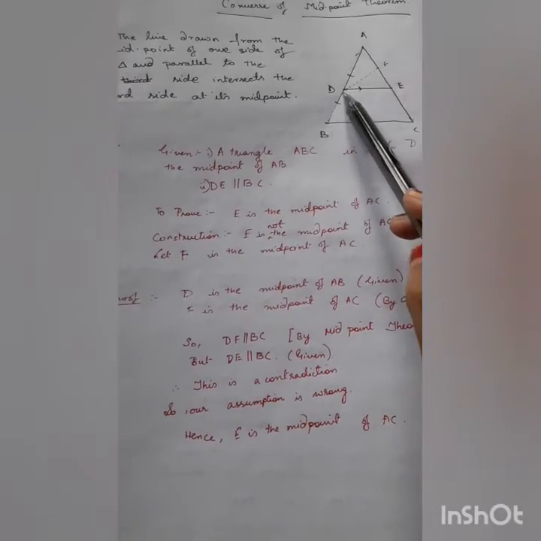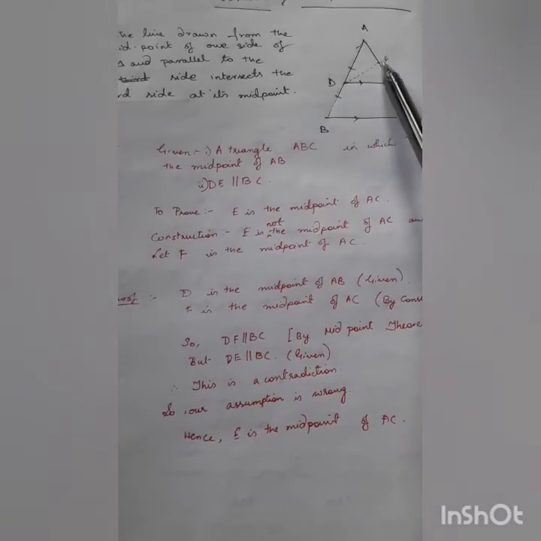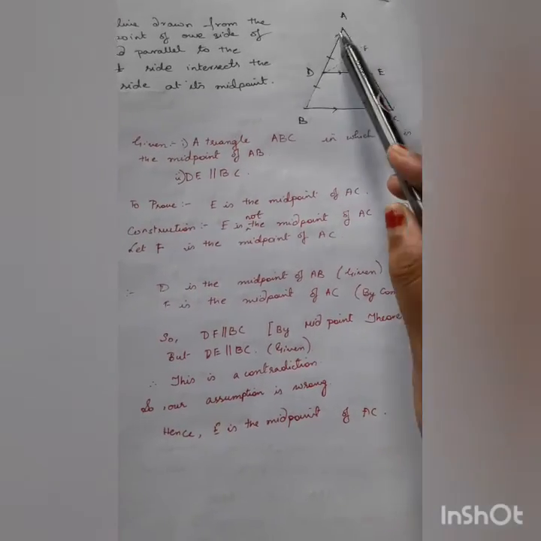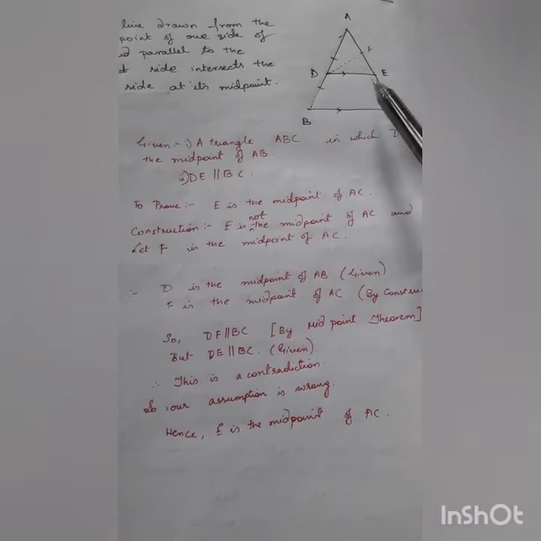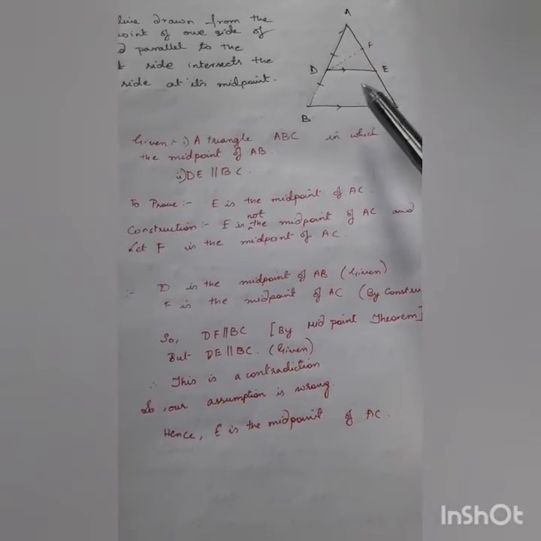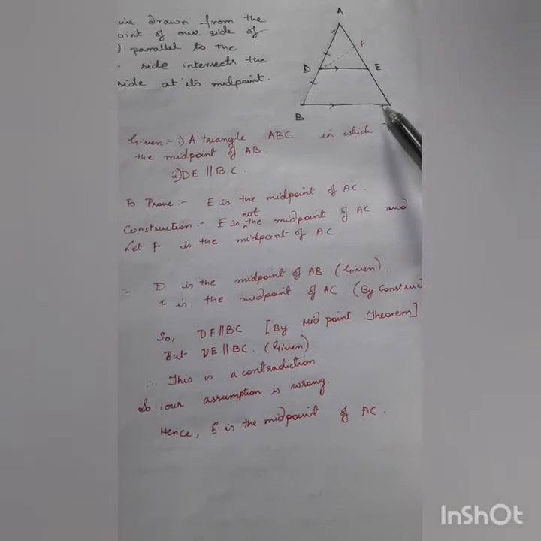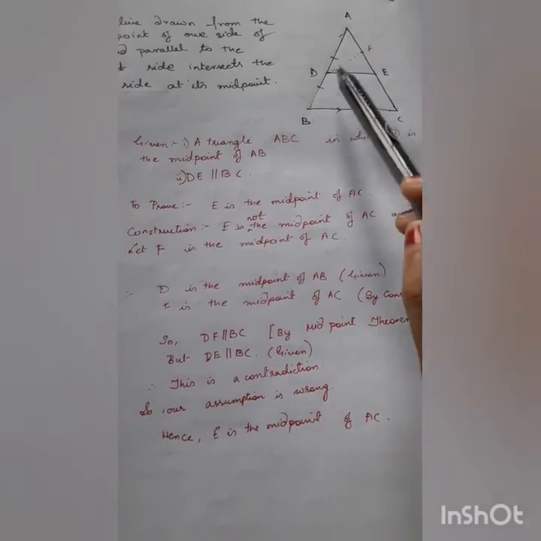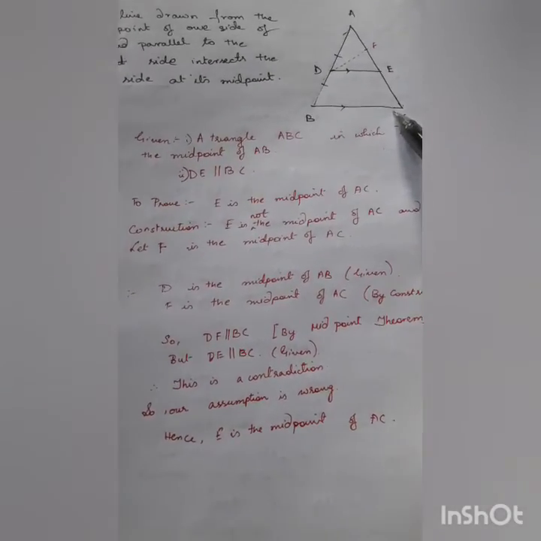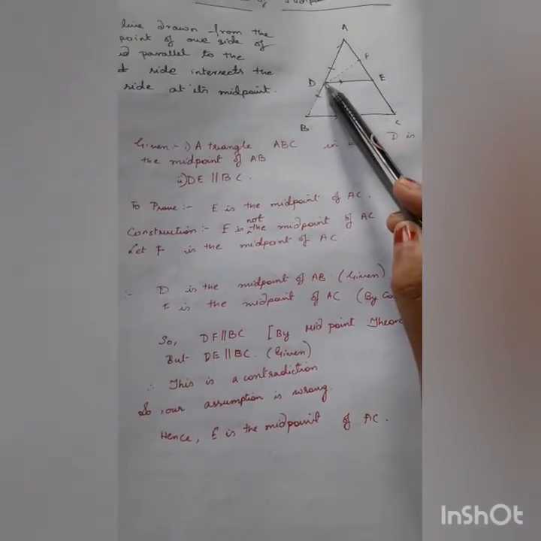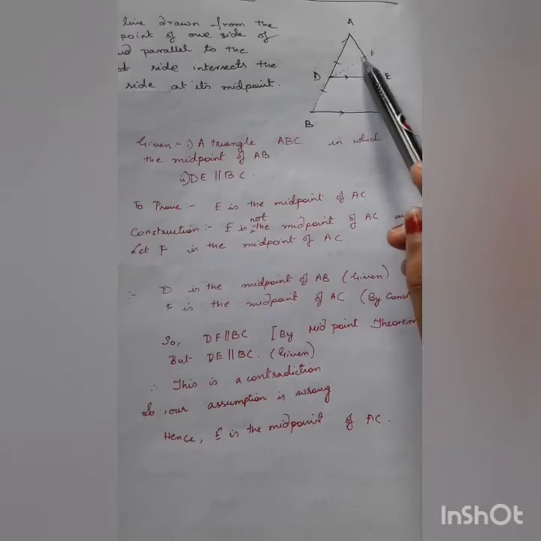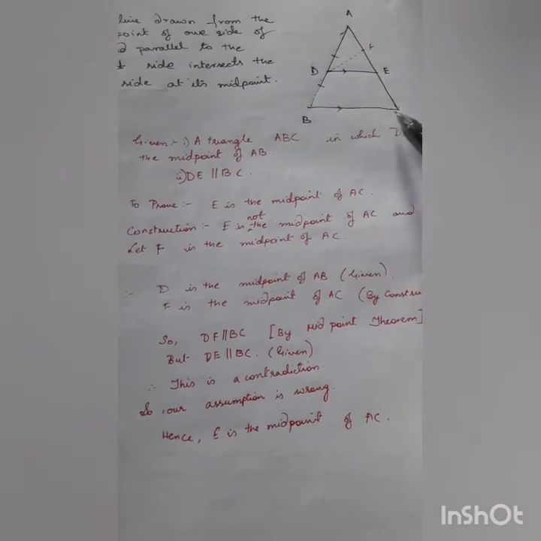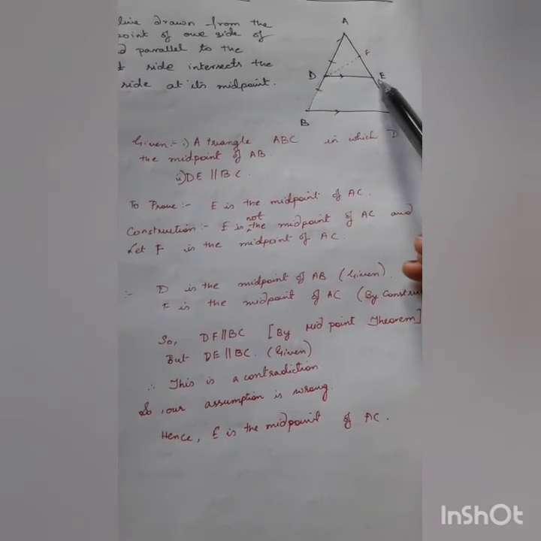Proof: since D is the midpoint of AB and F is the midpoint of AC, by midpoint theorem, if the midpoints are joined by a line segment, then this line segment is parallel to the third side. So DF must be parallel to BC. But it is given that DE is parallel to BC. Now how can it be true that from one point two different lines are going and both are parallel to a given line? If DF is parallel to BC, that means DF should also be parallel to DE, but this is not happening.